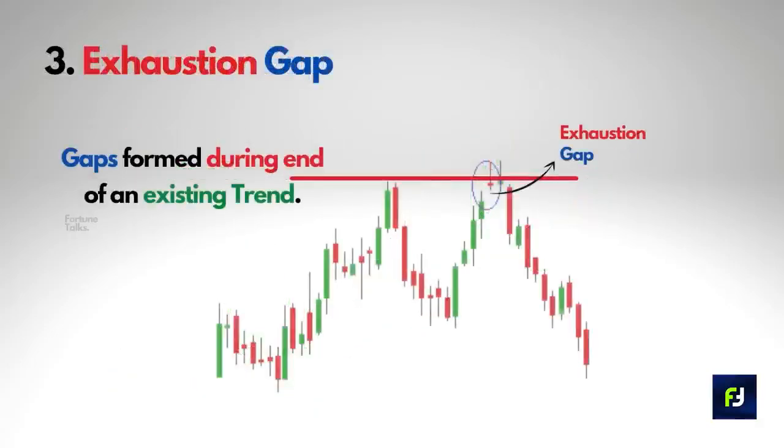Moving on to the third type, which is an exhaustion gap. These are generally weak gap ups or gap downs. So it can be a weak gap up to the resistance or a weak gap down to a support.